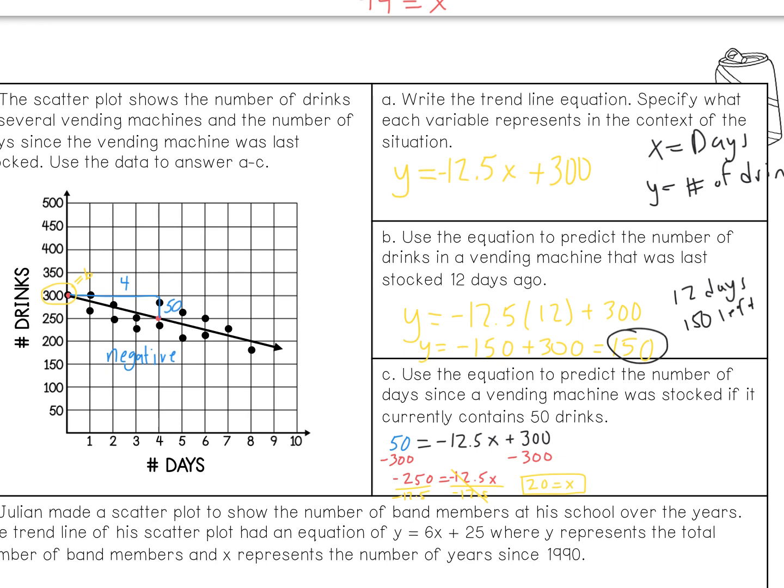So did everyone at least get letter A correct? Okay, great. And then B says 12 days go by, and so since x is days, we plug 12 in for days. And so 12.5 times 12 is 150. And so when we subtract that from 300, we get 150 sodas left. So at the end of 12 days, it's about halfway empty.